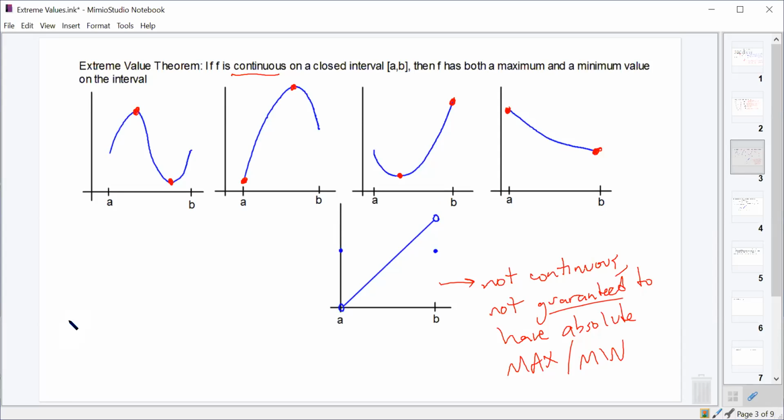For example, I could draw a function just like this first one, except giving it open intervals on the ends. And this still has an absolute max and an absolute min, right? Still hits the highest point and still hits the lowest point. So we can still have an absolute max and an absolute min if it's not a closed interval or if it's not continuous on the entire interval, but we're only guaranteed to have it if it's a closed interval and a continuous function.